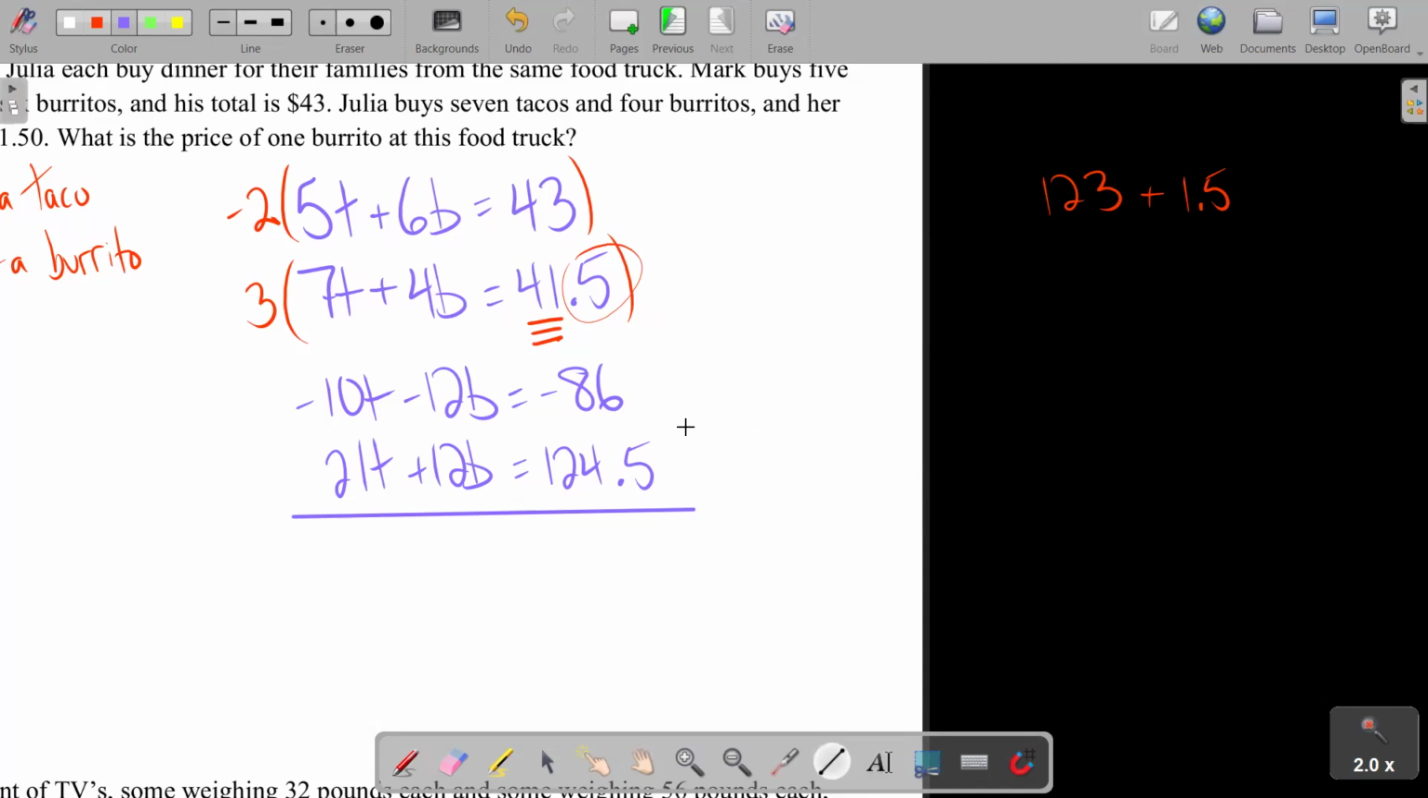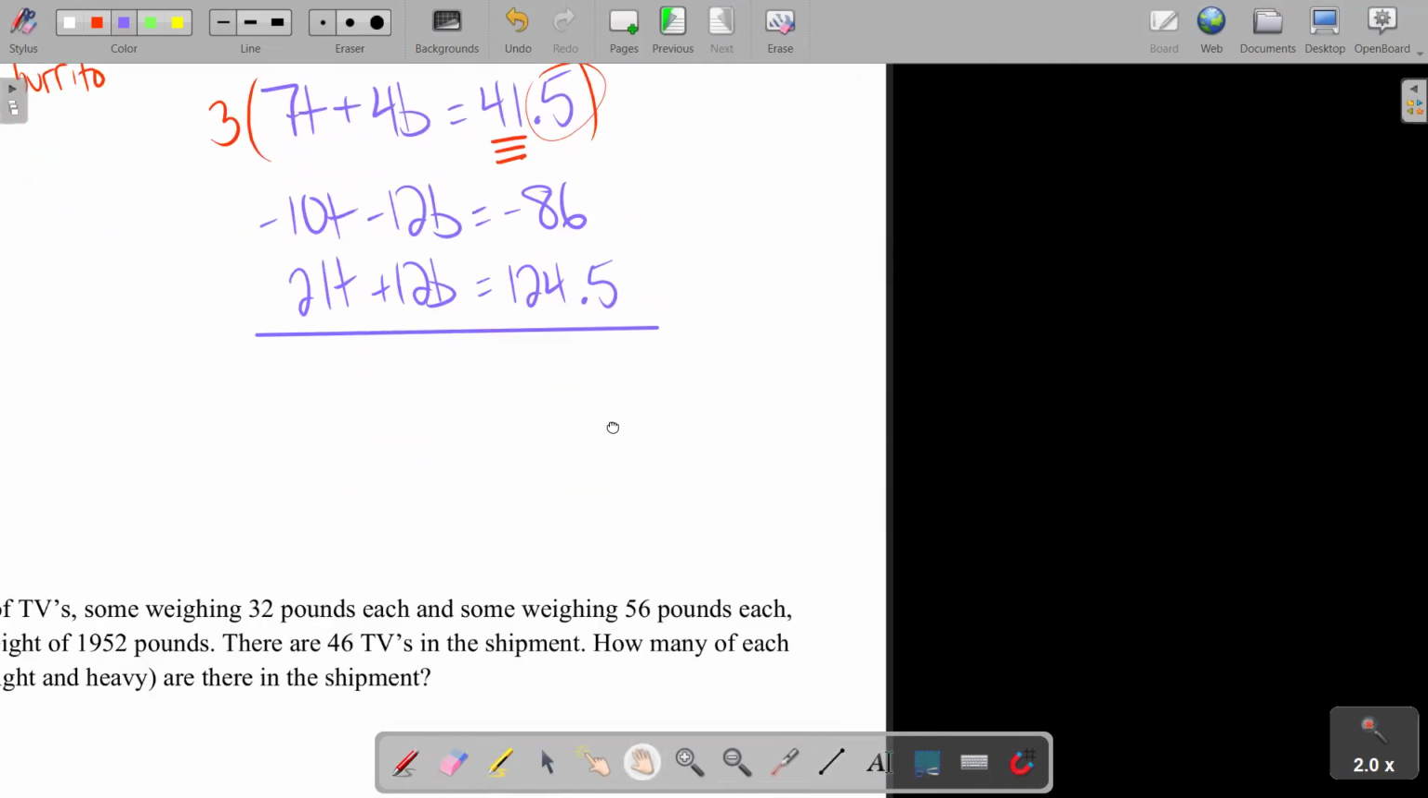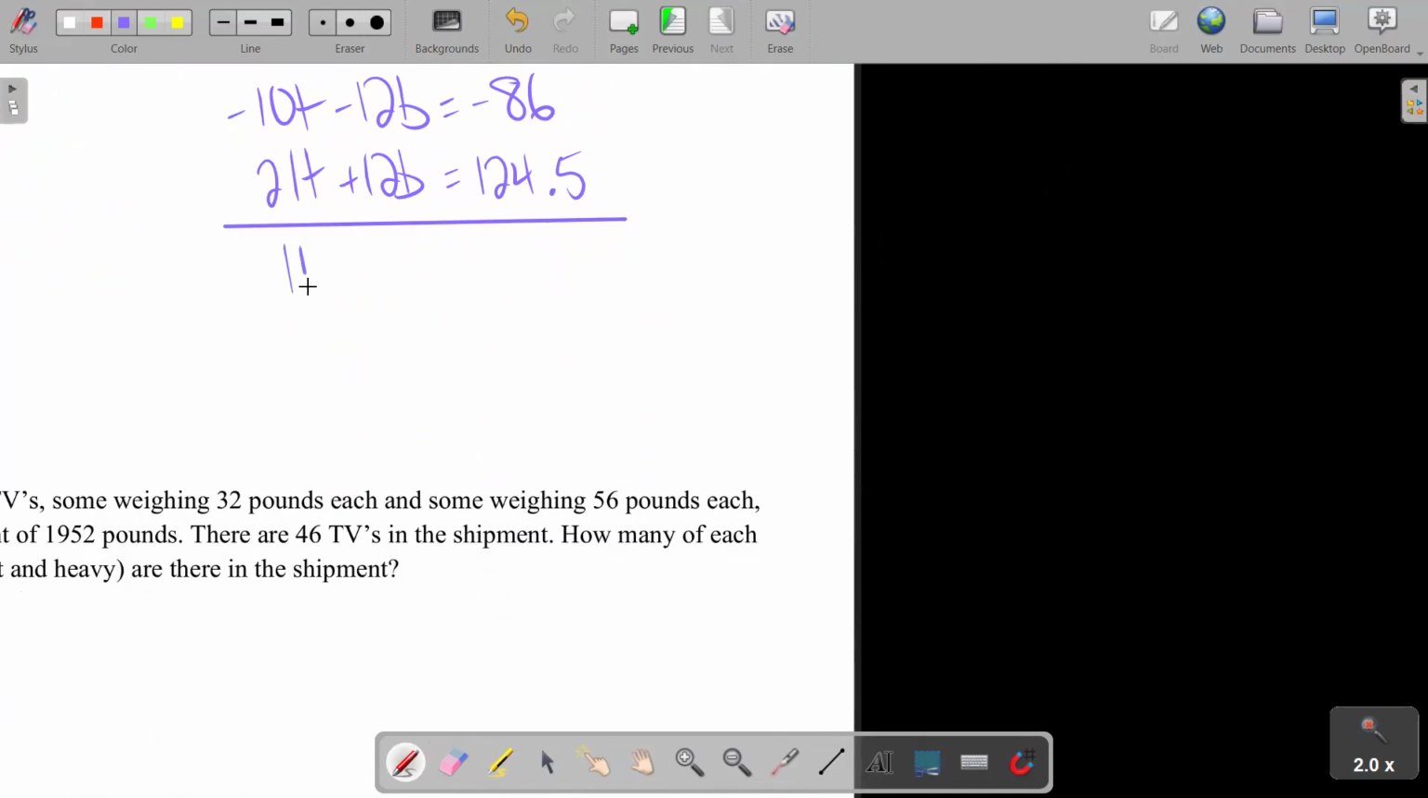If we add them together, how many T's do we get? Yeah. And the B's cancel. -86 plus 124.5. That's a tough one to do mentally. Even I would pause here. 37. 37.5. 37. I'm seeing 38.5.